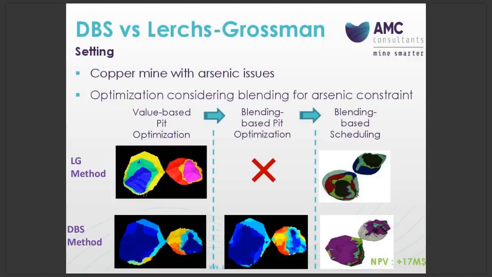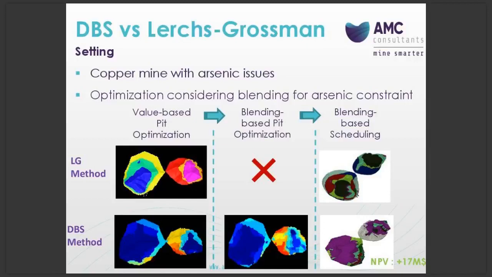Then we incorporated that high arsenic constraint, and you can see how the colors of the DBS started to change. That meant that the pushback shape changed, and the mining period also changed. We then used the results of the DBS to define pushbacks and incorporated that into a strategic optimizer. By using the same process with the strategic optimizer, we were able to obtain a like-for-like comparison, if you want. And here we increased the NPV by about $17 million using the DBS method.